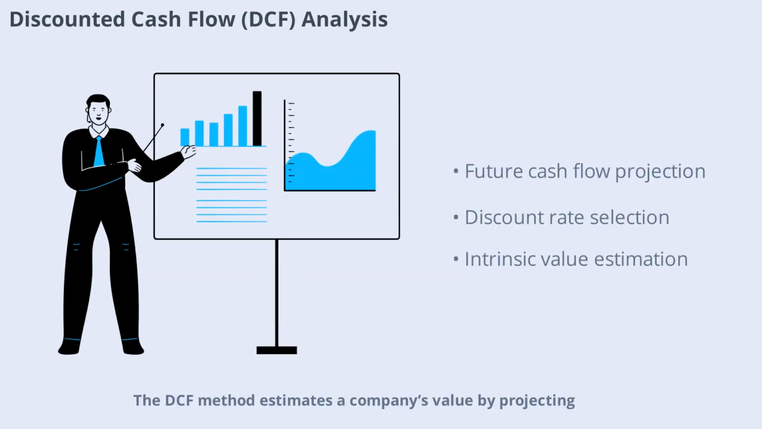The DCF method estimates a company's value by projecting future cash flows and discounting them to present value. This technique requires careful forecasting and the selection of an appropriate discount rate. Investment bankers use DCF to assess intrinsic value, especially for companies with predictable cash flows.